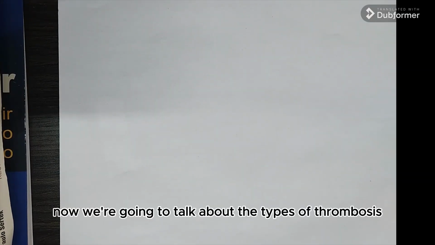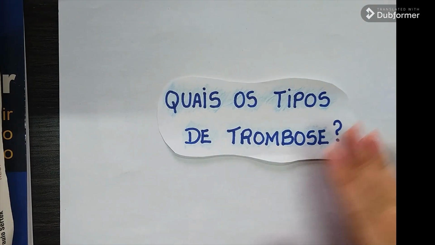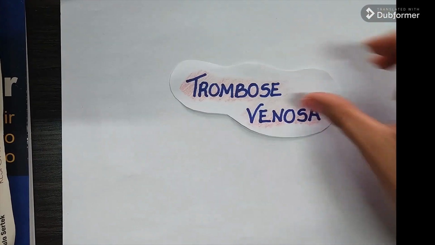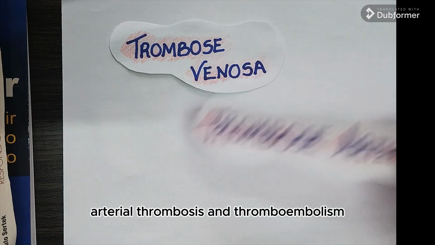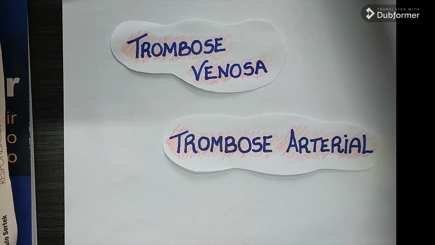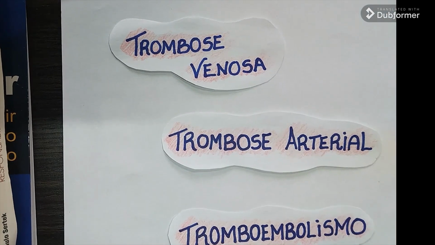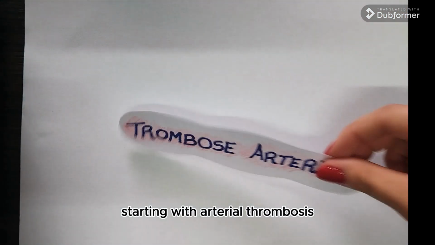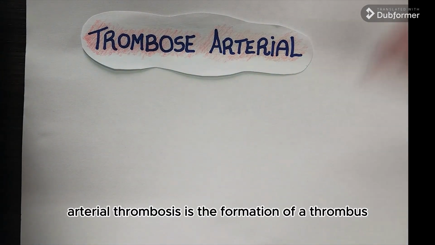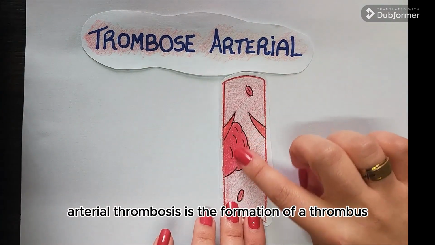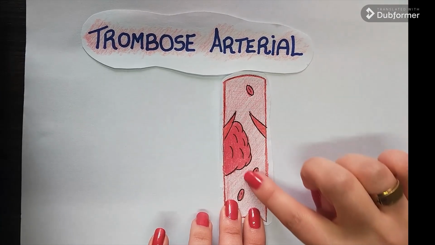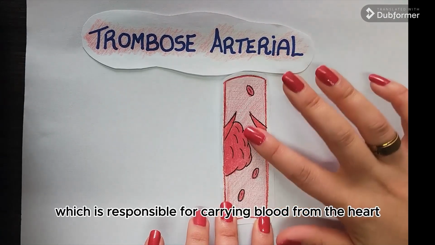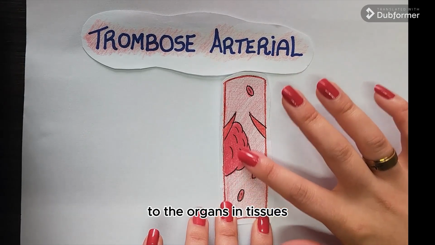So now we're going to talk about the types of thrombosis. We have venous thrombosis, arterial thrombosis, and thromboembolism. Now let's talk about the difference between them. Starting with arterial thrombosis. Arterial thrombosis is the formation of a thrombus that affects the arterial system, which is responsible for carrying blood from the heart to the organs and tissues.